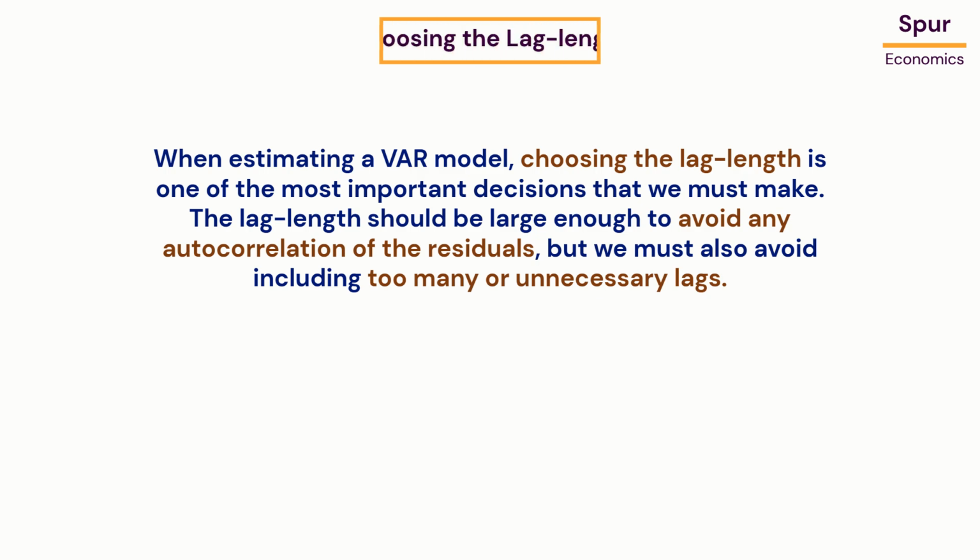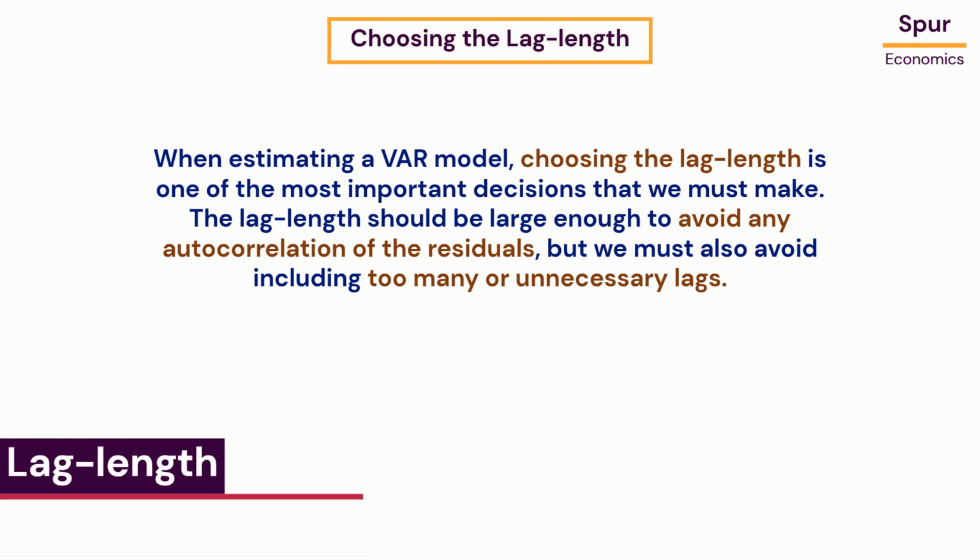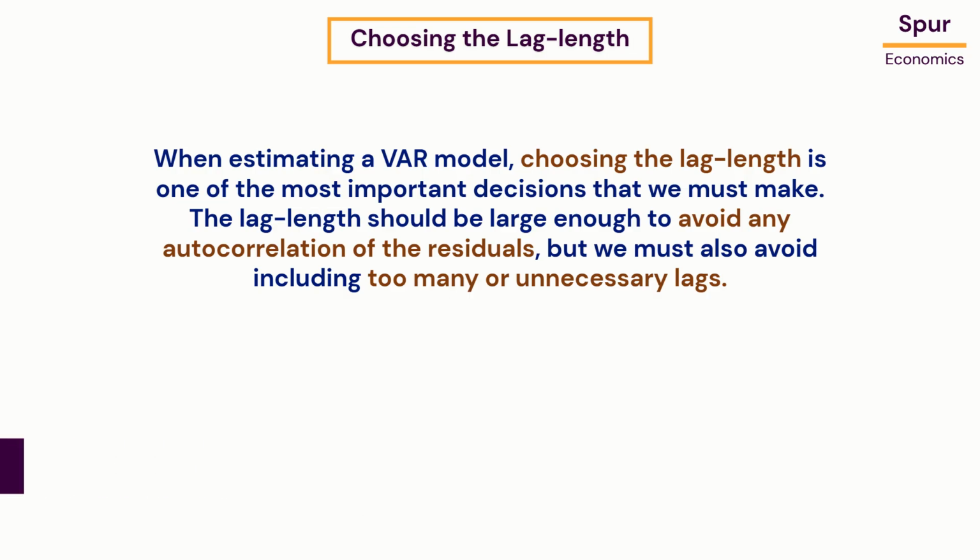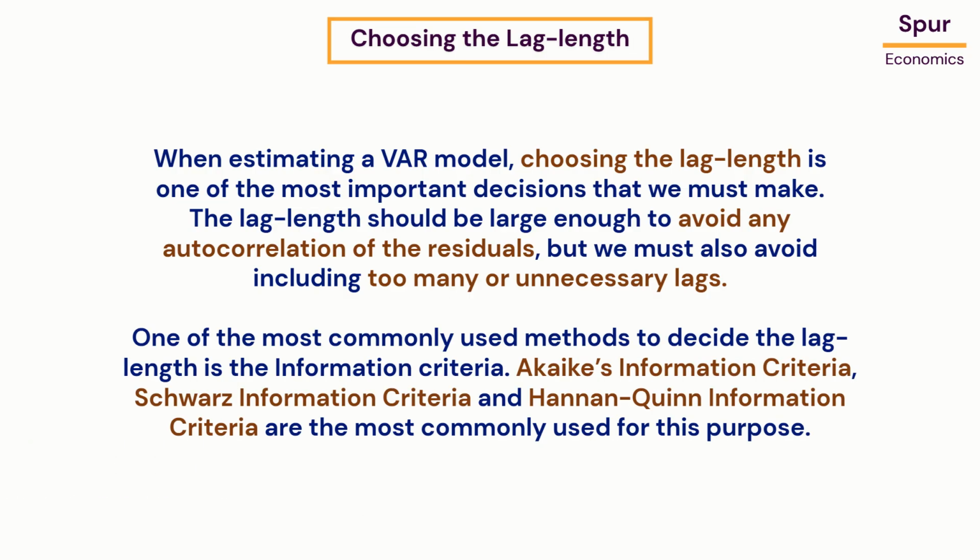When estimating a VAR model, choosing the lag length is one of the most important decisions that we must make. The lag length should be large enough to avoid any autocorrelation of the residuals, but we must also avoid including too many or unnecessary lags. One of the most commonly used methods to decide the lag length is the information criteria. Akaike's information criteria, Schwarz information criteria, and Hannan-Quinn information criteria are the most commonly used for this purpose.